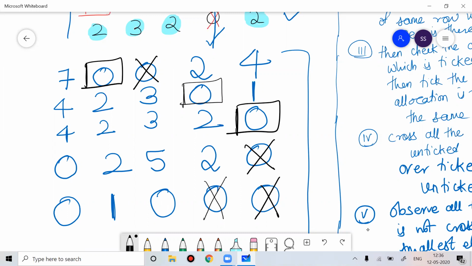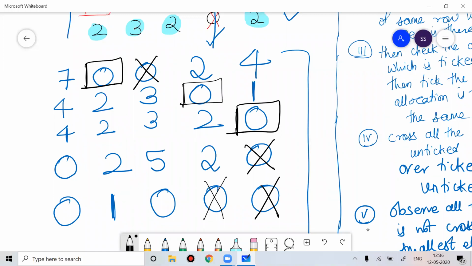Now we saw row wise. First we saw row wise and we did allocation to that row which has only 1 0. Now we saw column wise. We had to do allocation to that column which has 1 0, and we have done that. Now we are going to see row wise again, and we'll do allocation to that row which has 2 zeros.